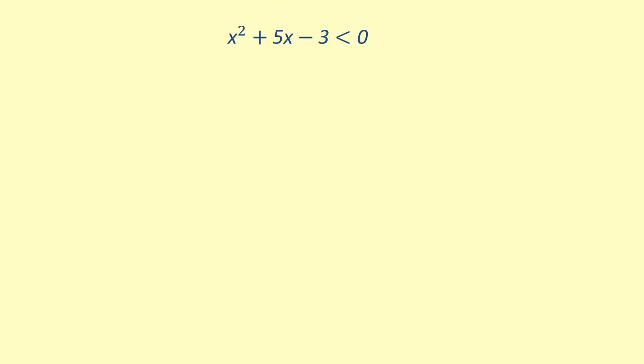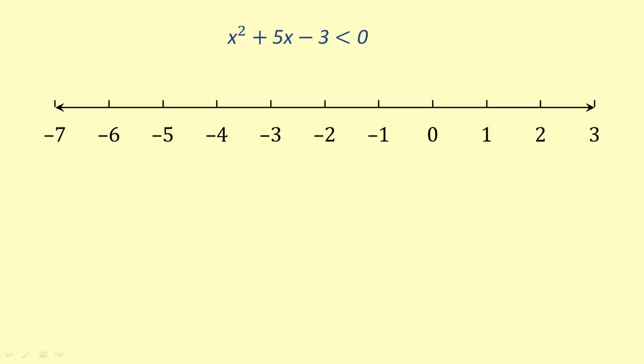Now that we have found the critical values of our inequality, we plot them on a number line with open dots. Remember, the inequality is less than, so these points are not solutions to the inequality. The first point is at negative 5 minus the square root of 37 all over 2. And the second point is at negative 5 plus the square root of 37 all over 2. We know where the function can change sign, so let's choose a test point in each interval to find the sign of the function in each interval.